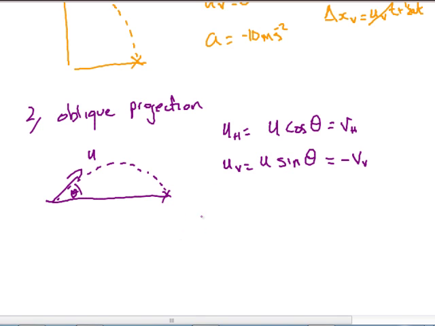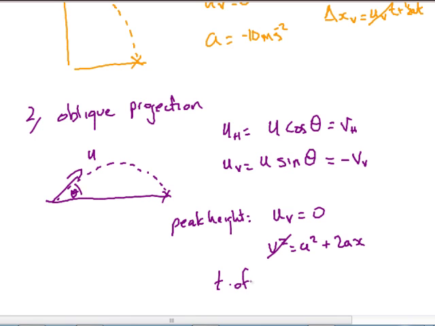Common things that we're going to look for in this one would be things like peak height. At the peak height, VV equals 0, if we're working our way up to the peak. And you'd use that where we've got V squared equals U squared plus 2AX, and then we can work out its height using our initial velocity. If we want time of flight, then it's 2 times the time to the peak.